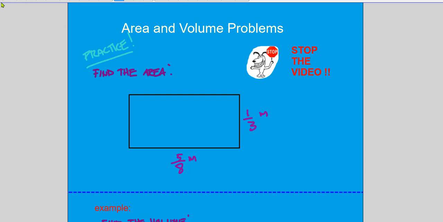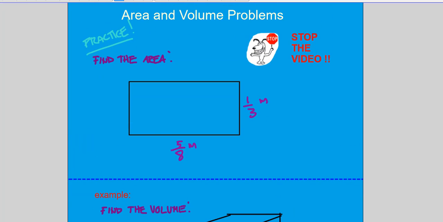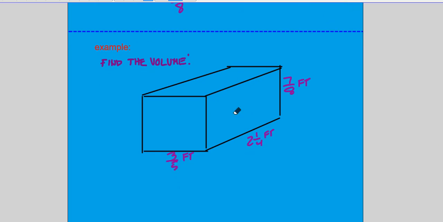Alright, so stop the video. You can only see one question here at a time, so just do the first one, stop the video, and then check your answer versus mine. Okay, so here, area is going to be base times height, so the area is going to be 5/8 times 1/3, which is 5/24, and that's meters. M for meters here, that's going to be square meters. Okay. Alright, now I'll stop the video and do the second question.